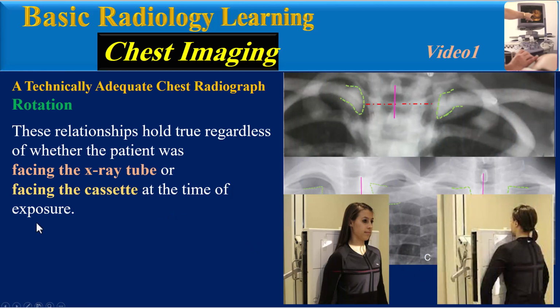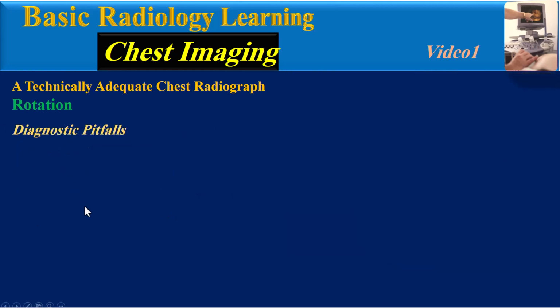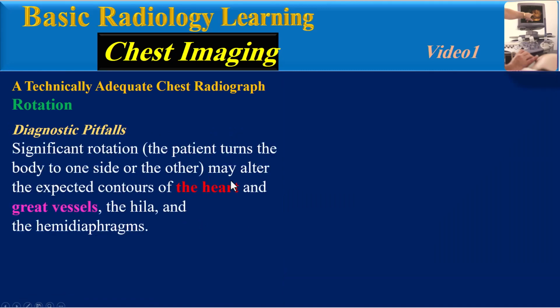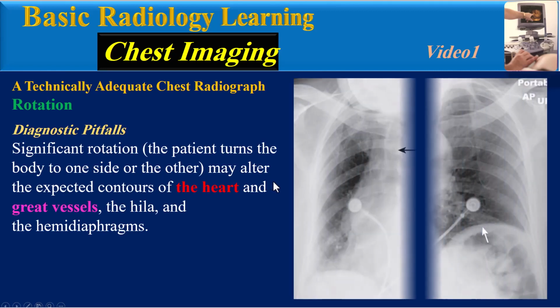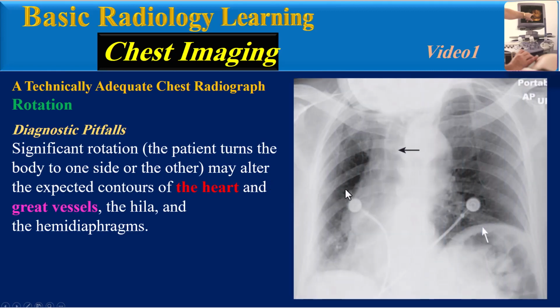What are the diagnostic pitfalls of excessive rotation? Significant rotation, meaning the patient turns the body to one side or the other, may alter the expected contours of the heart and great vessels, the hila, and the hemidiaphragms.